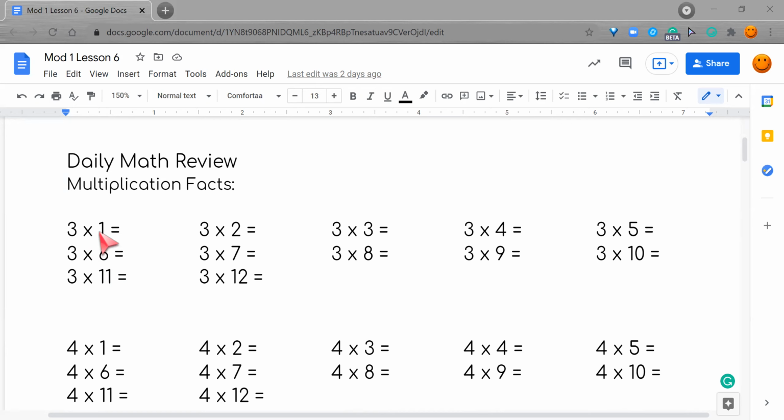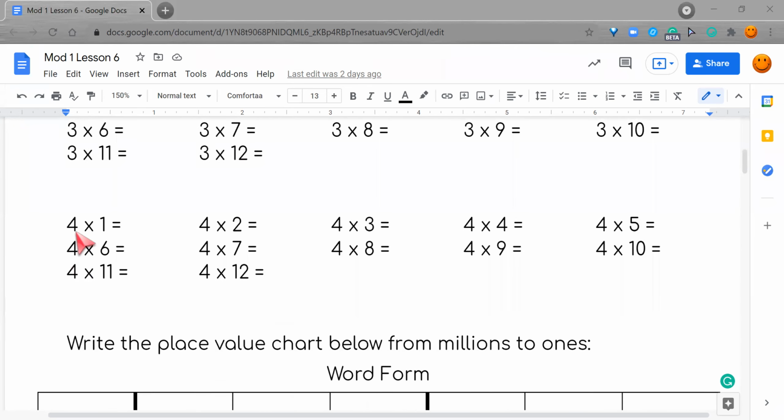3 times 1 is 3. 3 times 2 is 6. 3 times 3 is 9. 3 times 4 is 12. 3 times 5 is 15. 3 times 6 is 18. 3 times 7 is 21. 3 times 8 is 24. 3 times 9 is 27. 3 times 10 is 30. 3 times 11 is 33. 3 times 12 is 36. Great job. Let's quickly do 4s.